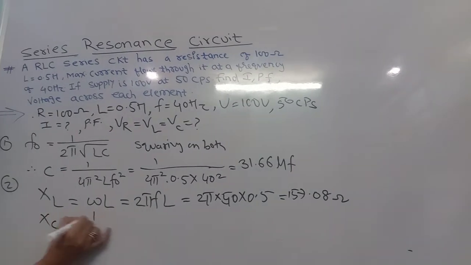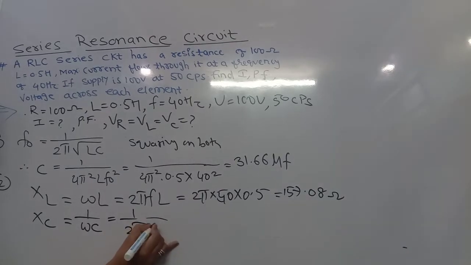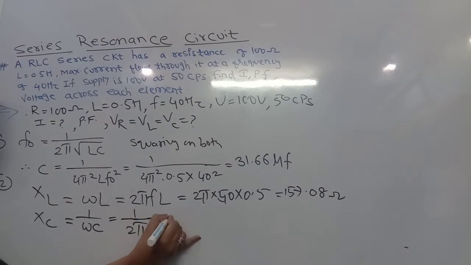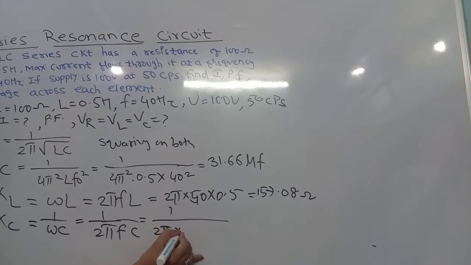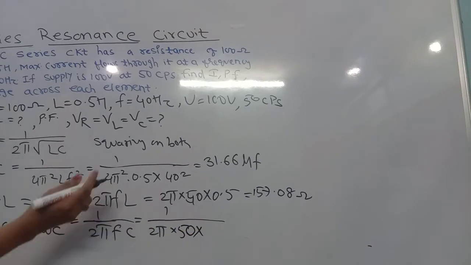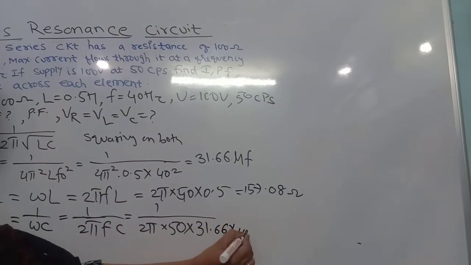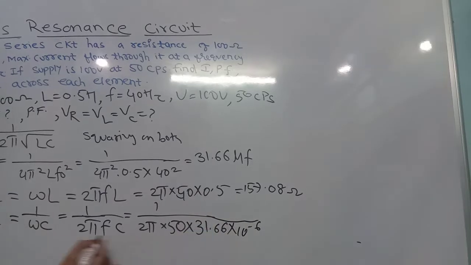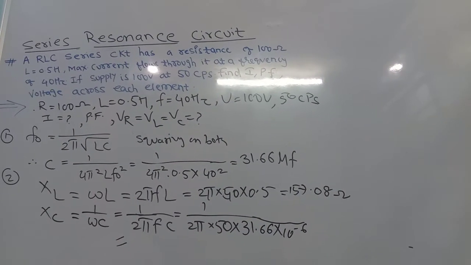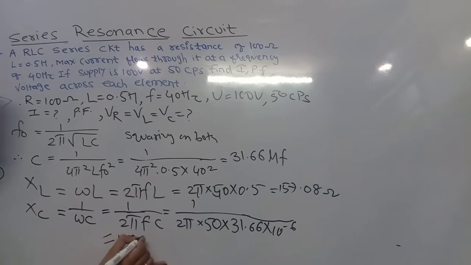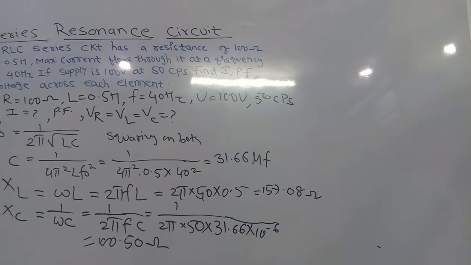Similarly, capacitive reactance is 1 by omega C, so here 1 by 2 pi F C. Again, what is F? 50 cycles per second, so 50 here. The capacitor value you found is 31.66 into 10 raised to the power minus 6. So here the capacitive reactance XC will be 100.50 ohm.